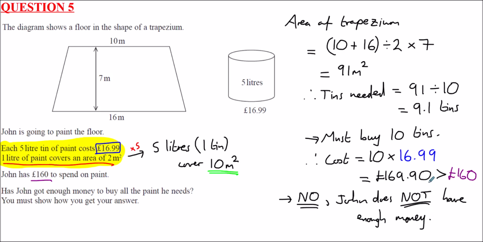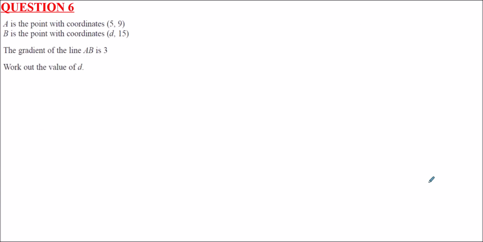Let's have a look at question 6. Bit of coordinate geometry now. We've got A (5, 9) and B (D, 15). I'm told the gradient of the line AB is 3. Work out the value of D. Each to their own, but I'd strongly suggest in a question like this, you draw a little sketch diagram so you can picture what you need to do much better.